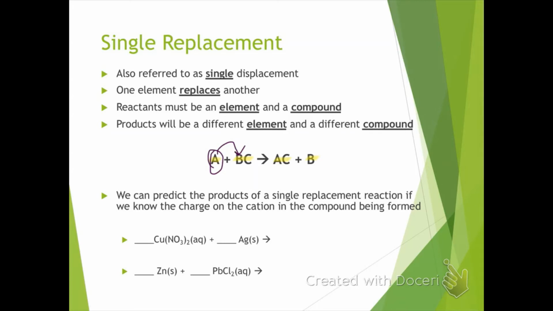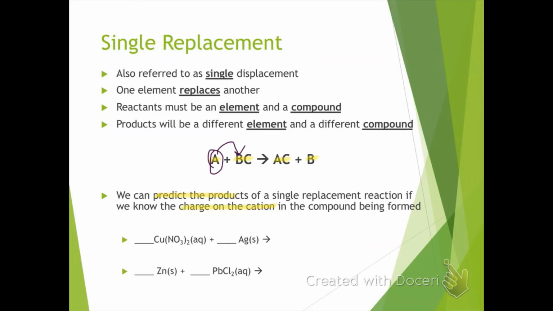We can predict the products of a single replacement reaction, and you're going to need to be able to do this as well, but we can only predict it if we know the charge on the cation that's being formed. So let's take a look at our first example. We have silver reacting with that copper nitrate. We also have to know what element that single one is going to replace. So in this example, our single element is a metal. It has to replace the metal.